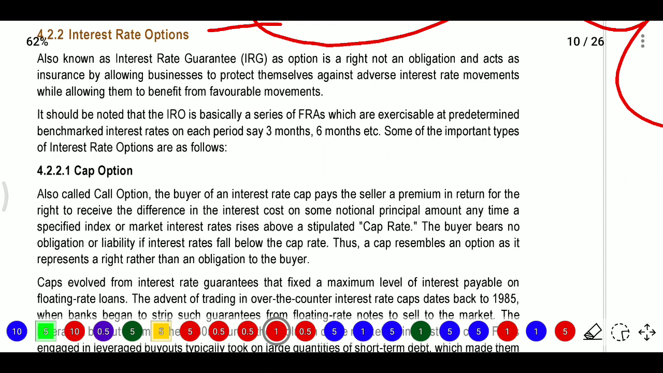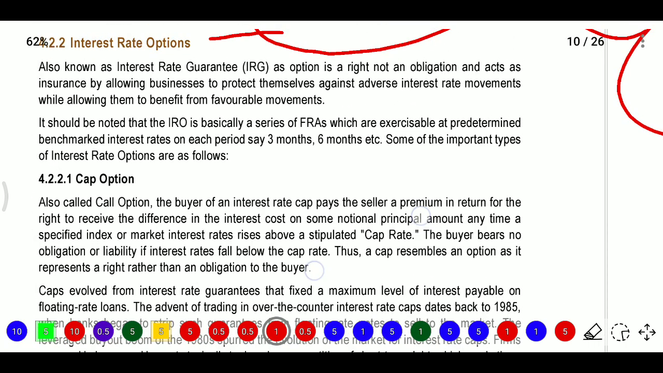Another option is the interest rate option. So we have completed interest rate futures, and now we are seeing interest rate options. Interest rate options are also known as interest rate guarantees, which provide a guarantee for the interest rate. Here in an option we have a right but not an obligation, and it acts as insurance by allowing businesses to protect themselves against adverse interest rate movements while allowing them to benefit from favorable movements.